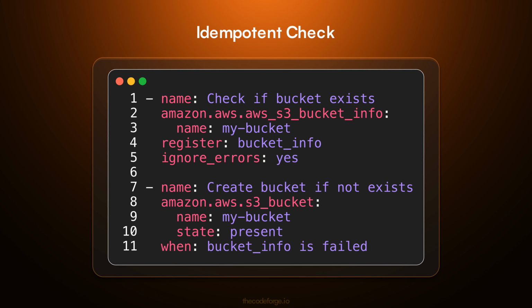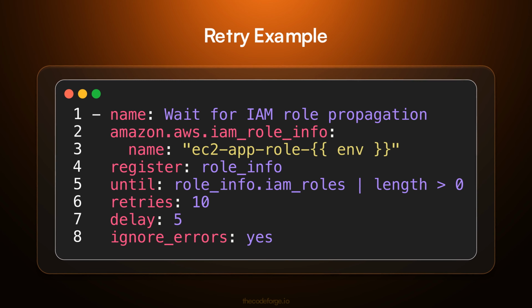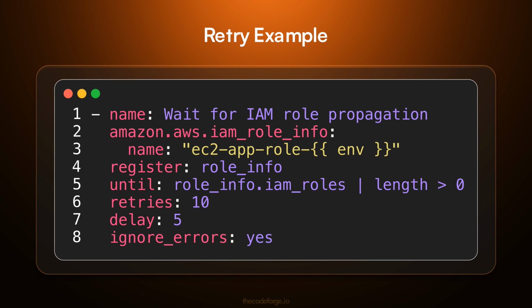After creating a resource, it may not be immediately visible. Use retries and delay with until conditions to wait for the resource to appear. This task retries until the identity and access management role is visible. Use until with a condition that checks for existence.